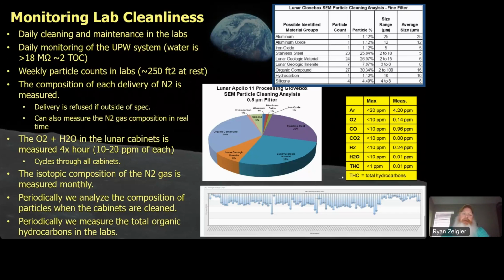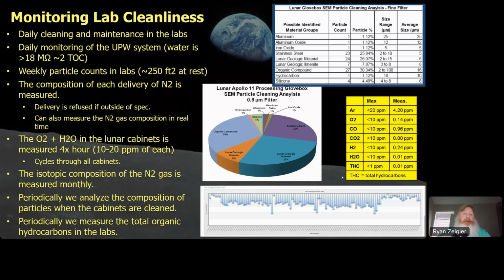The ultra pure water system has to be monitored every day. If our water isn't clean enough, if the megaohms isn't low enough or the total organic carbon isn't low enough, then we're not able to clean, and then everything grinds to a halt. All the different labs, we have a whole bunch of technicians who both clean and physically maintain the labs. Shout out to Myra, who does most of the hard work cleaning up after us in the Apollo labs. Without them, the labs don't stay clean.